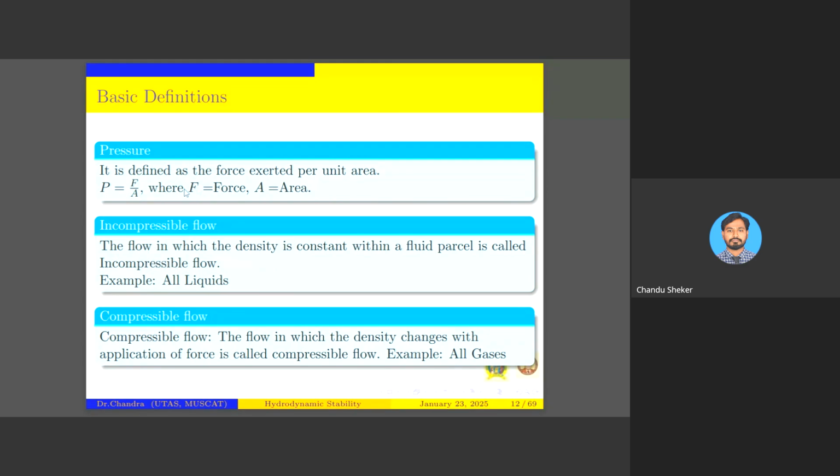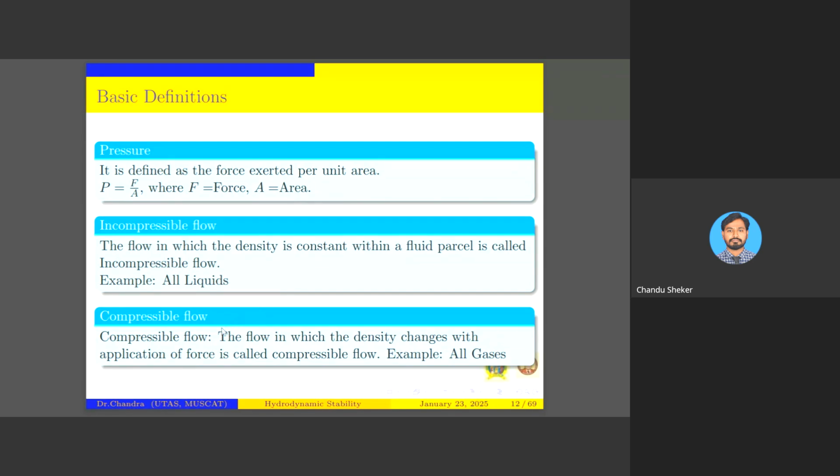F is the force and A is the area. Then let us come to the incompressible flow. The flow in which the density is constant within the fluid parcel is called incompressible flow. In a fluid, if the density is constant, we can say the fluids are incompressible. That is what we are going to consider: incompressible fluids only.